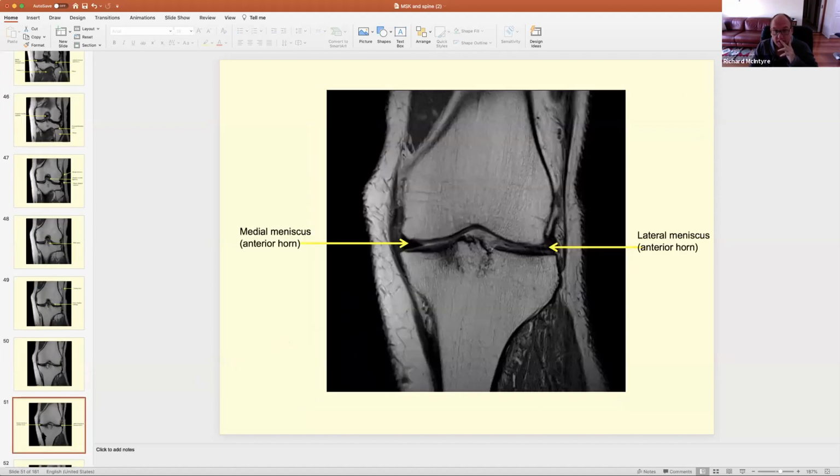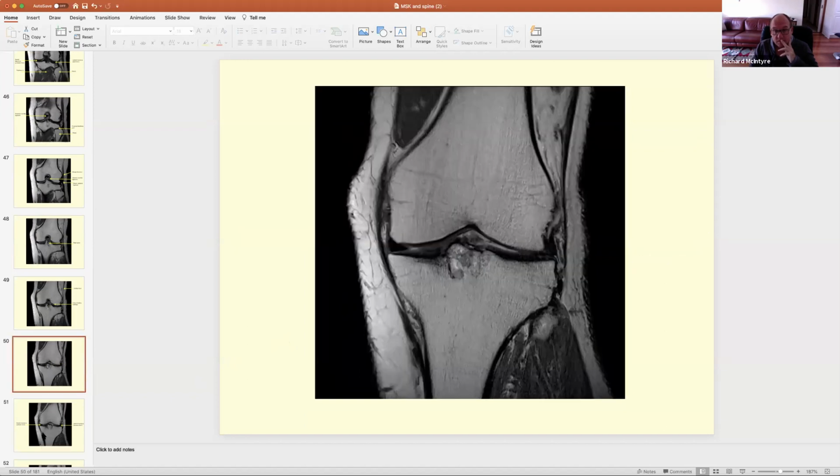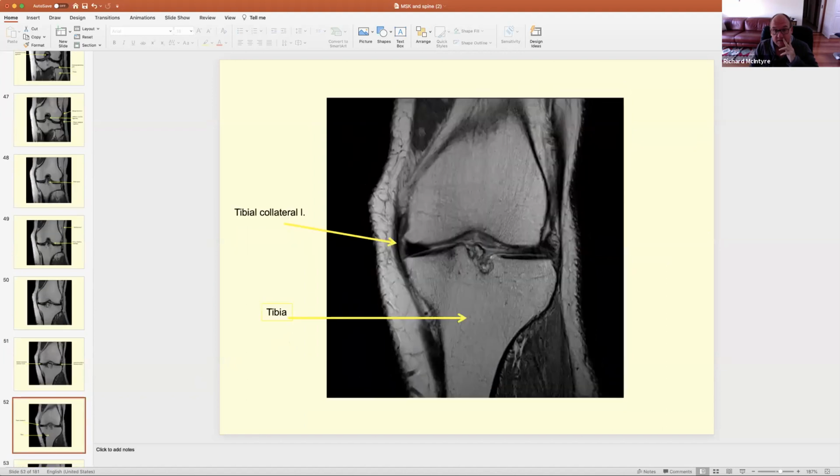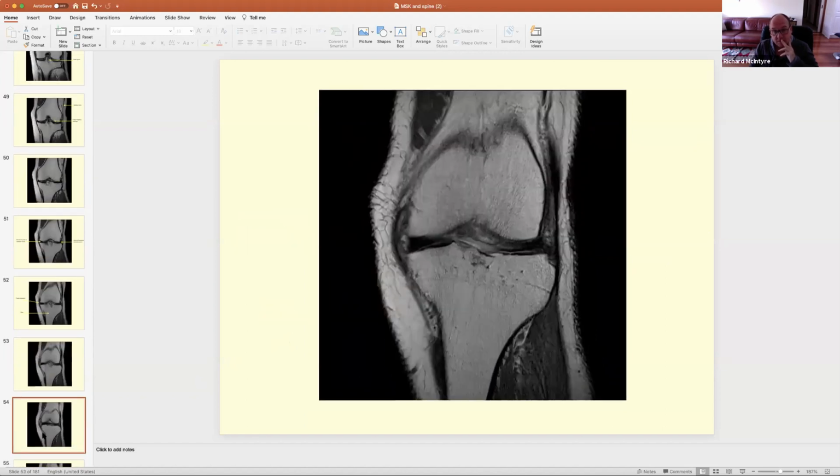And then we're coming anterior. So we've got the medial and the lateral horn of the meniscus. Okay. Again, dark. Normal meniscus is dark. And the collateral ligaments, obviously the tibia.